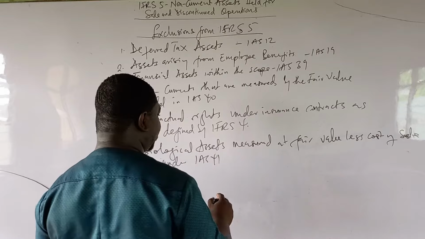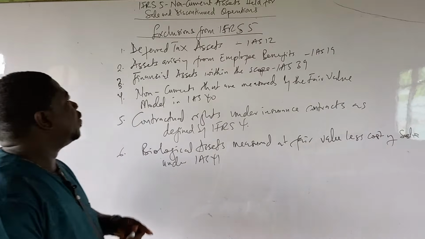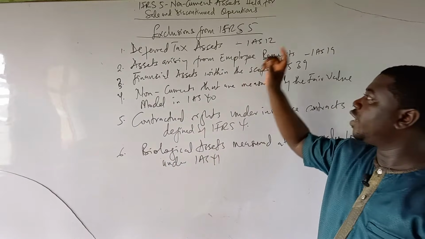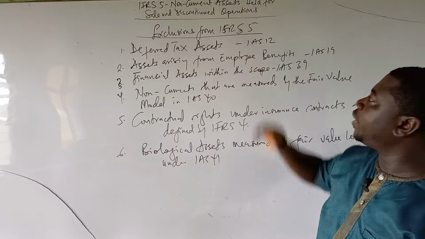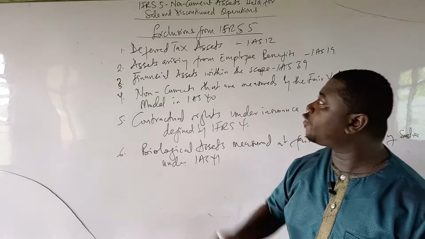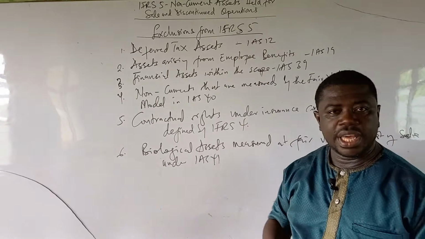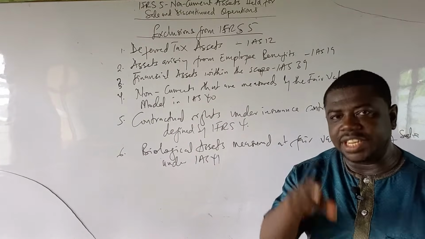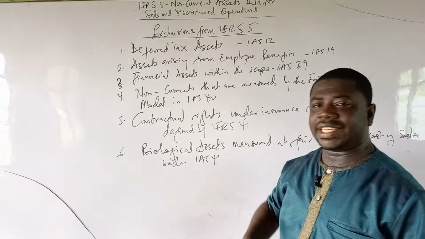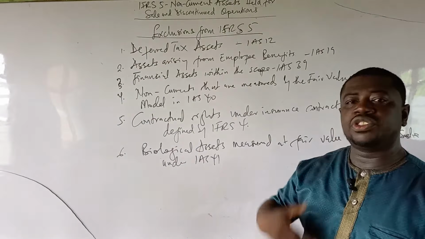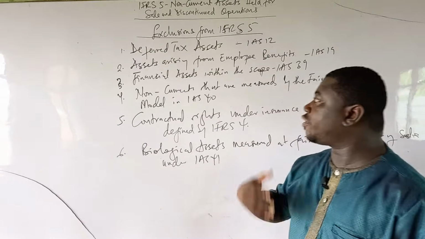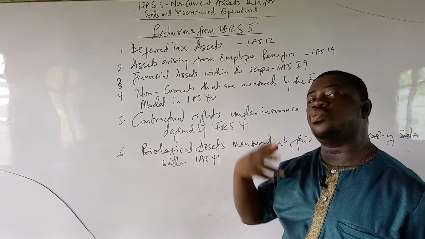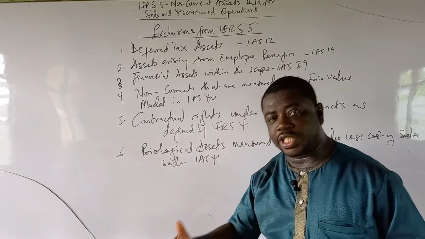Under IAS 41, agriculture. These assets are excluded from the scope of measurement provisions stipulated in IFRS 5, non-current asset held for sale and discontinued operations. So please listen. When you are solving any question involving IFRS 5 and the examiner demands that you advise the company, you advise the company on how to classify any of these assets as to whether it should be classified as held for sale or not.